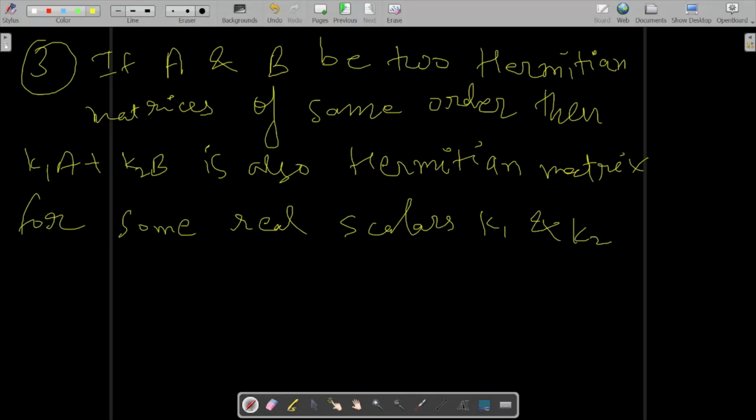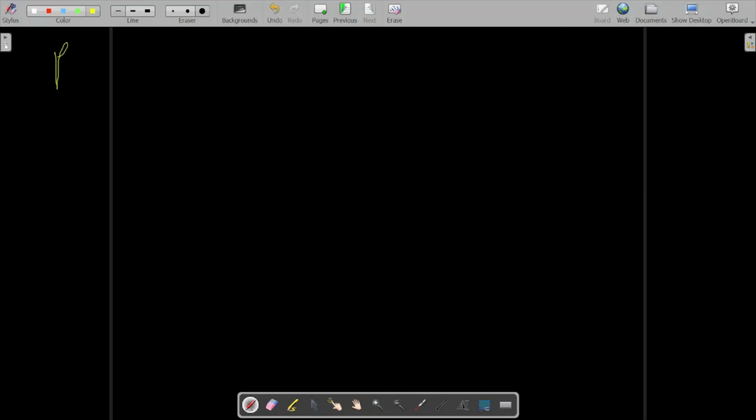So if A and B are two Hermitian matrices of the same order, then K1A plus K2B is also a Hermitian matrix for some real scalars K1 and K2. Okay, now let's write the proof of this.